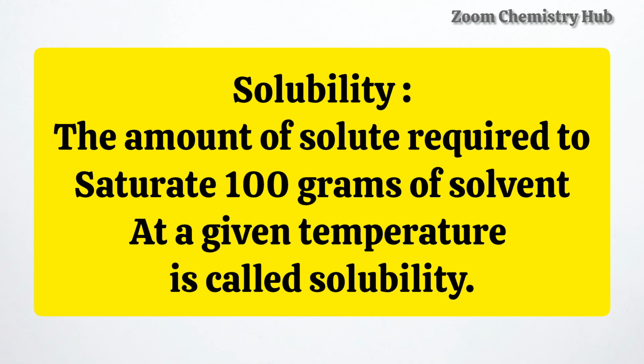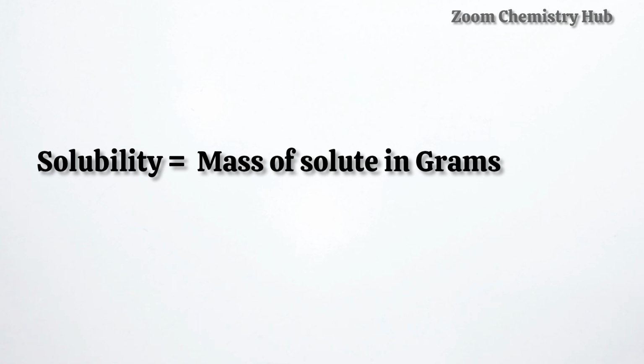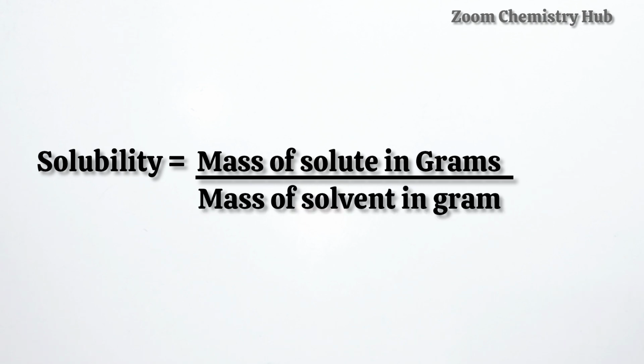So we can just briefly describe what is solubility. The amount of solute required to saturate 100 grams of solvent at a given temperature. This is called solubility. And we can write it as solubility is equal to the mass of solute in gram divided by the mass of solvent in gram multiplied by 100.